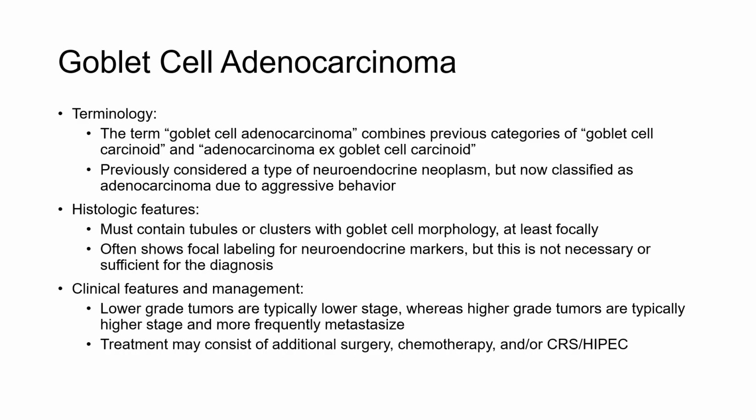Histologically, by definition, this needs to have tubules or clusters with goblet cell morphology, at least focally. This often shows focal labeling for neuroendocrine markers, but I never actually do the neuroendocrine markers in this setting because they're not really sensitive or specific. Low-grade tumors are typically lower stage, whereas higher-grade tumors are typically higher stage and more frequently metastasize. Treatment varies but can consist of additional surgery, chemotherapy, and/or cytoreductive surgery and HIPEC.